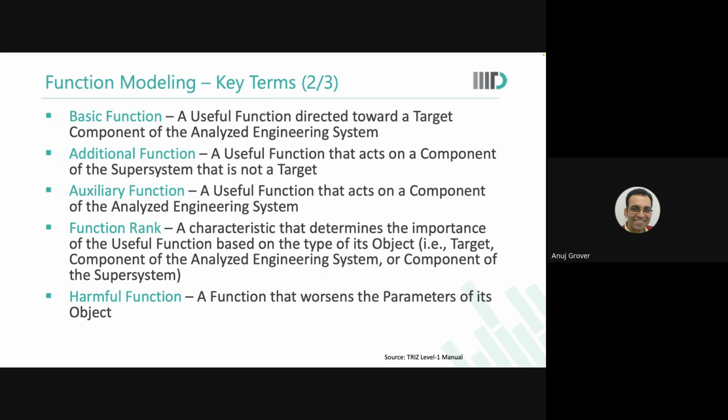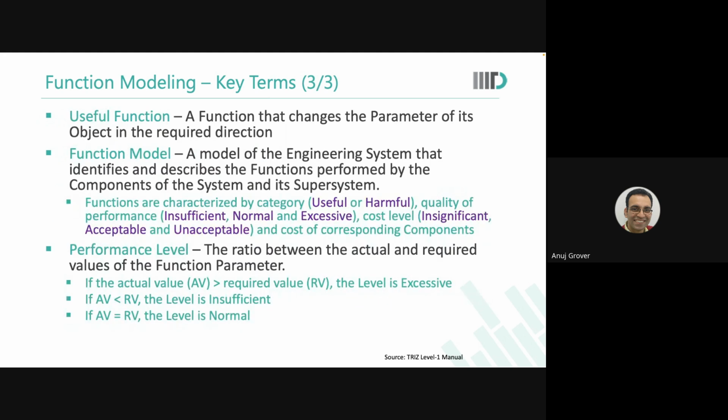A function rank is the characteristic that determines the importance of the function, and it is based on the object and the type of function. Okay? And harmful function is a function that worsens the parameters of its object instead of improving them. Now, useful function is a function that changes the parameters in the required direction, and it could be excessive, insufficient, or normal.